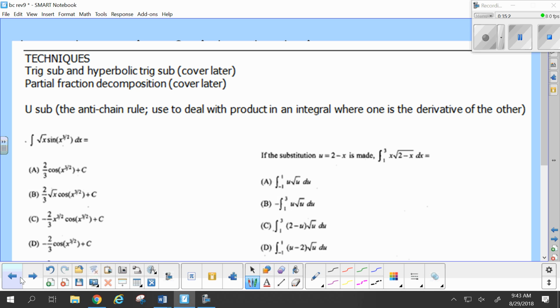Oh, I just did some partial fraction decomposition today. No big deal. We'll do that later too, although you have done partial fractions in a pre-algebra sense. I don't think you've done them in a calculus sense.